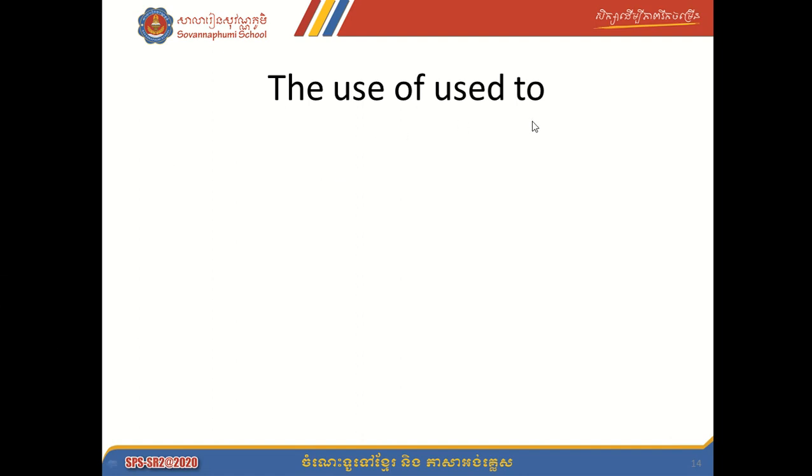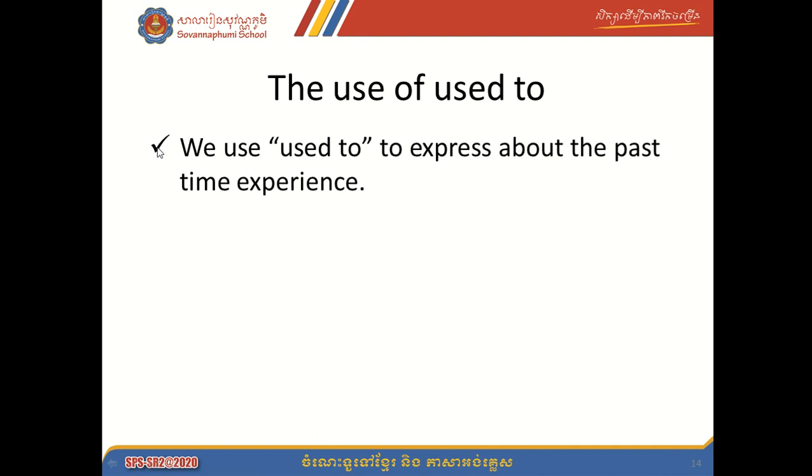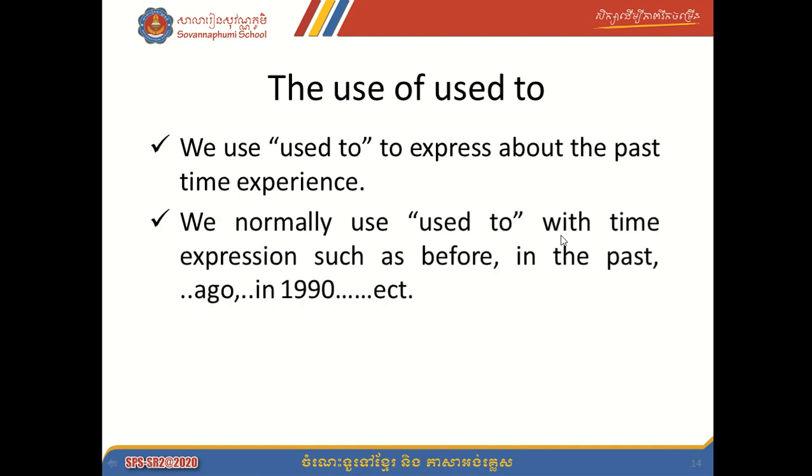So the use of used to. Why do we use used to? We use used to express about the past time experience. And we normally use used to with time expressions such as before, in the past, ago, in 2019, or etc. So again, we use used to express about the past time experience. We normally use used to with time expressions such as before, in the past, ago, in 1990, and etc.